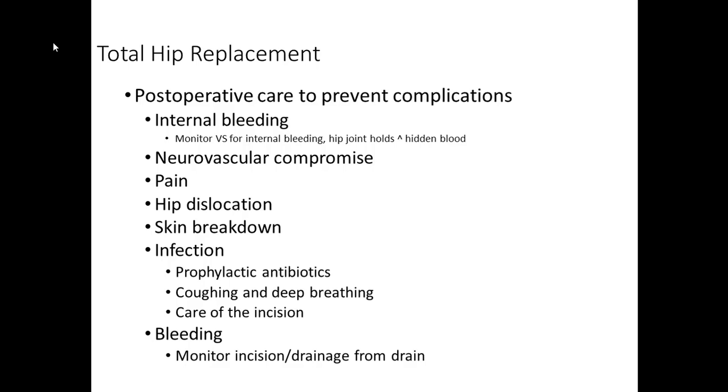We need to make sure that we're watching for an infection. They are given antibiotics prior to the first cut, and I think one more time in Broqua. So we're giving them prophylactic antibiotics. We're teaching them cough and deep breathing. We're teaching them the incentive spirometry. You guys know those things from last week's material. But we're also teaching them how to take care of that incision because it's a very large incision. It's probably 10 to 12 inches long.